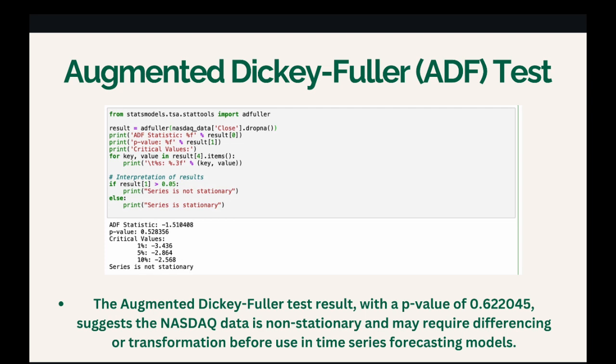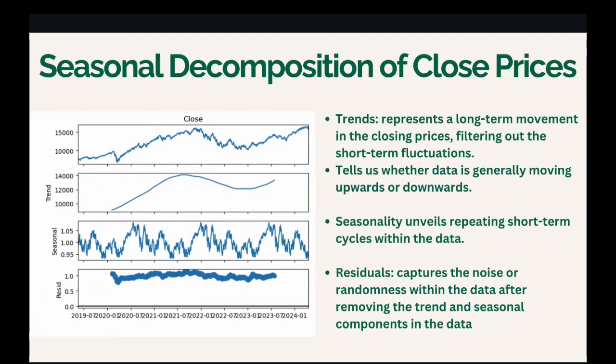Coming to the seasonal decomposition: seasonal decomposition of closed prices is a method used to separate a time series into its trend, seasonal, and residual. So the trend represents a long-term movement and tells us whether the data is generally moving upwards or downwards. Seasonality unveils repeating short-term cycles within the data, and residuals capture the noise or randomness in the data which could not be put into the seasonal or the trend.